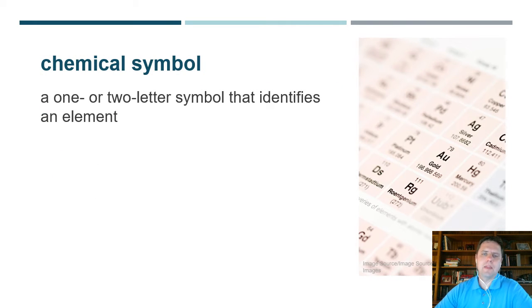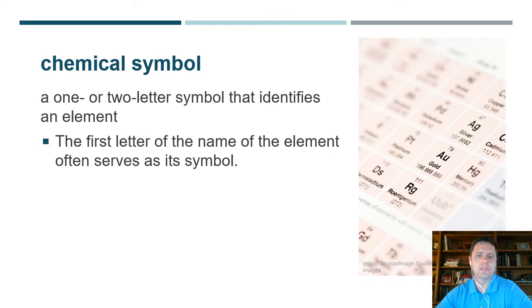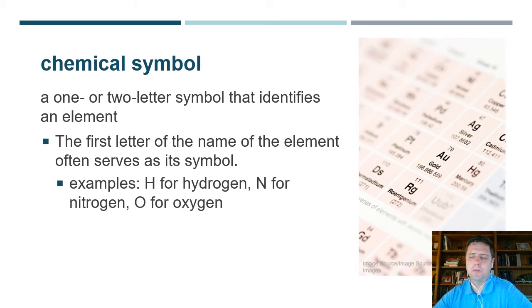Now, the elements are named by a chemical symbol, which is either a 1 or 2-letter symbol that identifies an element. We always start with a capital letter, and then if there's a second letter, it's always lowercase. So the first letter of the name of the element often serves as its symbol. Example would be H for hydrogen, or N for nitrogen, or O for oxygen.